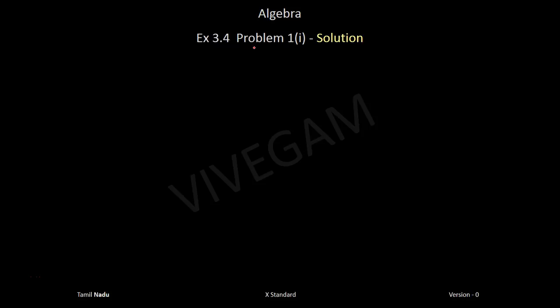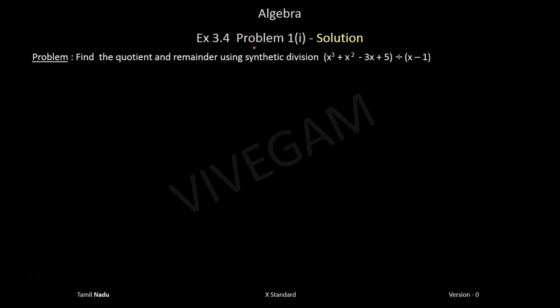Exercise 3.4, Problem 1, Division 1. Find the quotient and remainder using synthetic division: x cubed plus x squared minus 3x plus 5 divided by x minus 1. Let p of x be x cubed plus x squared minus 3x plus 5, and the zero of the divisor is 1. What we need to do is equate the divisor to 0, so you will get x is equal to 1. So this is the divisor.